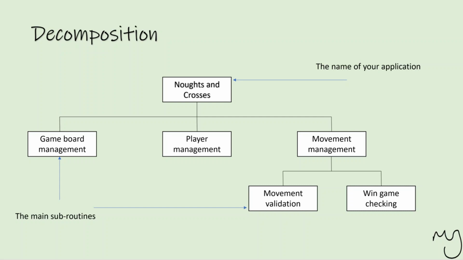And inside of the movement management system, I've suggested that there will then perhaps be two additional functions or subroutines or procedures, and they would be perhaps the movement validation and the win game checking. Now, I'm not trying to suggest that this is the only way that this particular application could be programmed, not at all. This is purely just to show you how a high-level overview is structured and how decomposition fits in with that, in that it is the breaking down of and the representation of a concept using its key components.